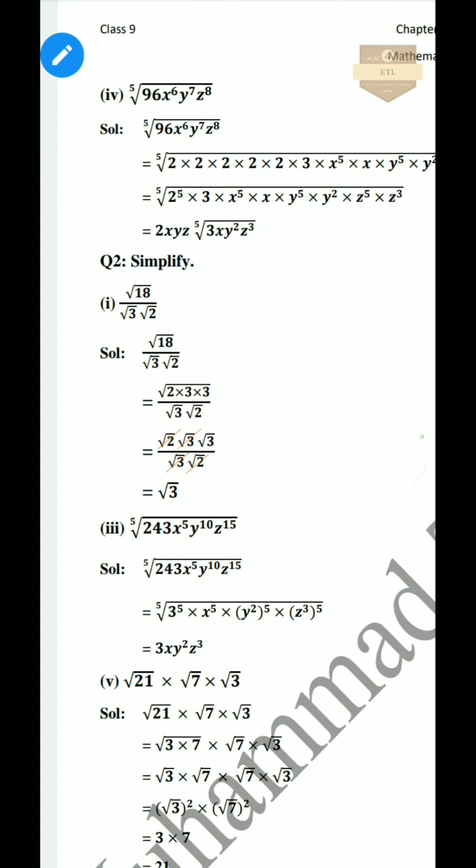Next question number 2: we have to simplify under root 18 divided by under root 3 into under root 2. So we have to make the factors of 18, which are 2 multiplied by 3 multiplied by 3, divided by under root 3 into under root 2. In the next step we can write under root of 2 multiplied by 3 multiplied by 3 as under root 2 into under root 3 into under root 3 divided by under root 3 into under root 2. So this under root 2 will be cancelled with under root 2 and under root 3 will be cancelled with under root 3, and we have under root 3, which is our answer.